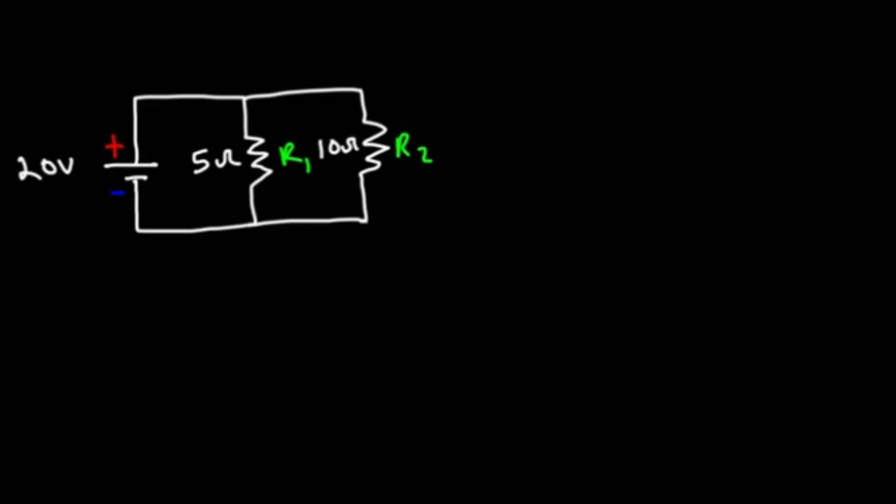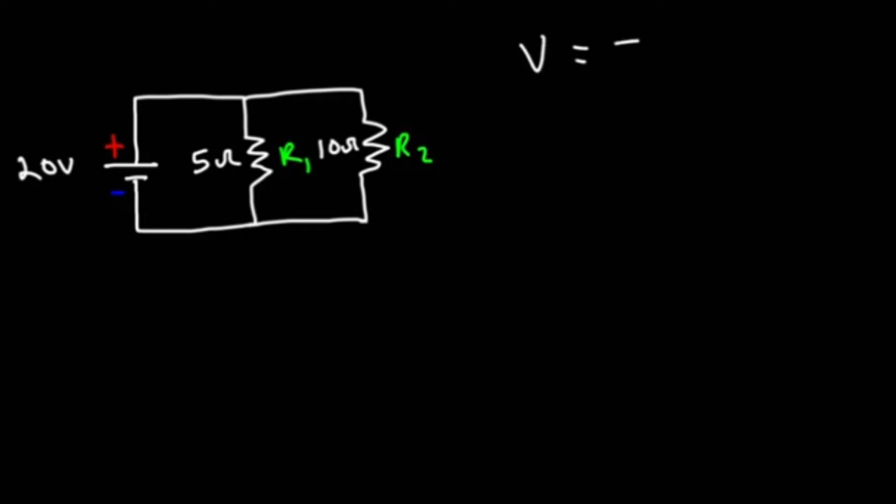So first, we need to calculate the current flowing through each resistor, because it's not the same. Whenever you have two resistors connected in parallel, the voltage across them is the same. So the voltage across R1 and R2 is the same as the voltage of the battery, it's 20 volts.